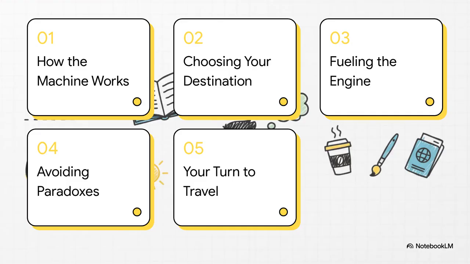All right, here's our game plan for today. First, we'll cover how the machine works, the basic formula. Then, we get to choose our destination, the 3 main ways to use it. We'll talk about fueling the engine, how to avoid some time paradoxes, and then the best part, it's going to be your turn to travel.